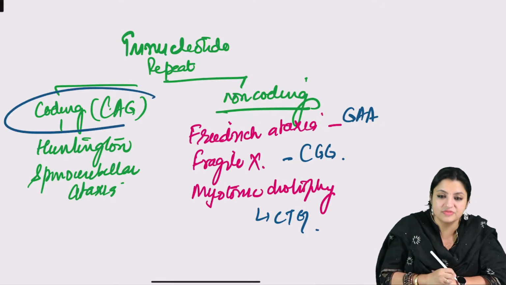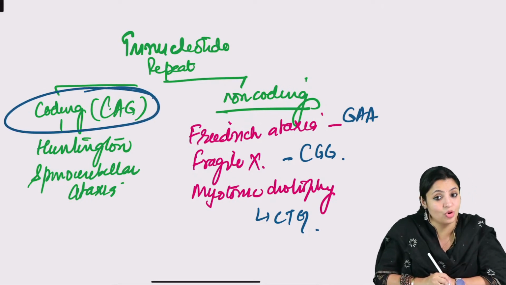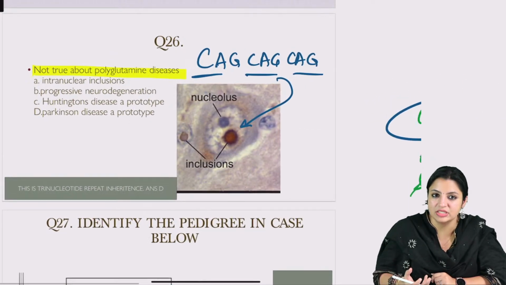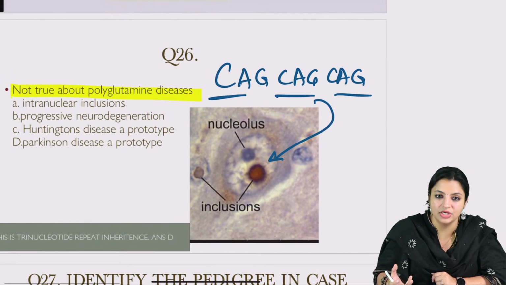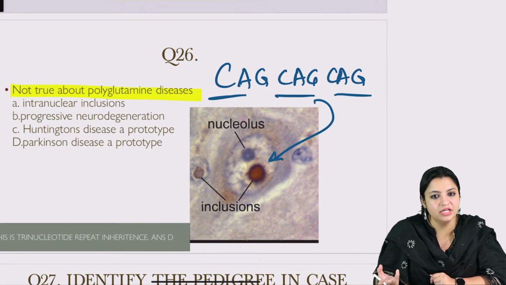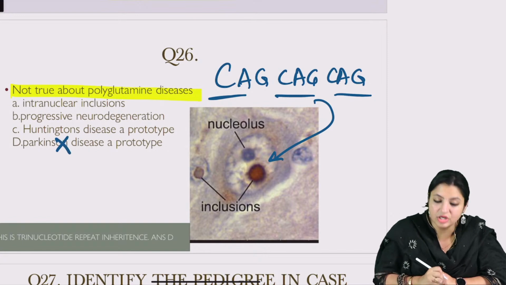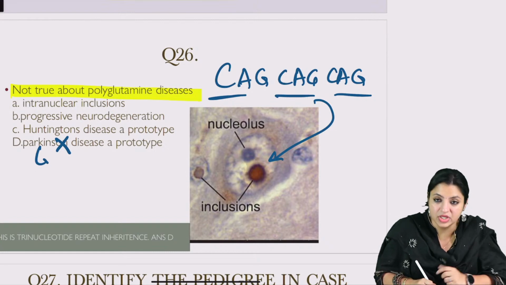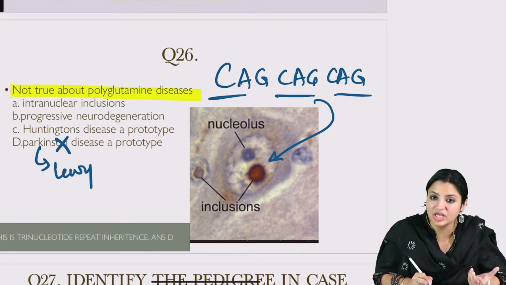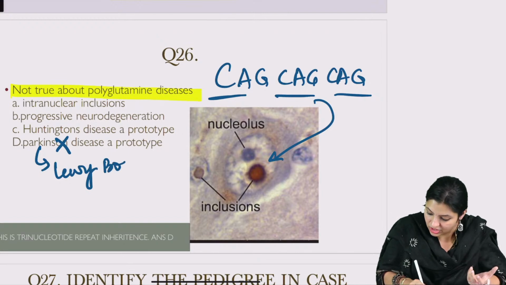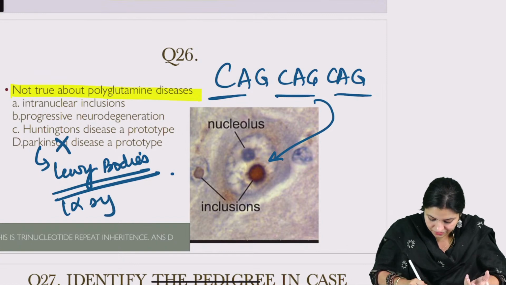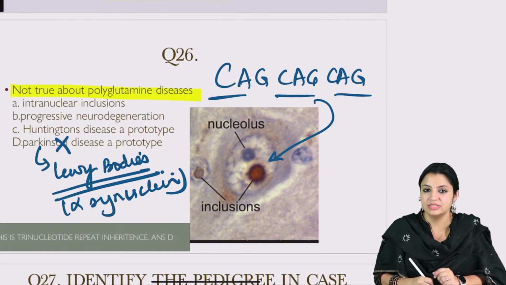Whenever excess CAG is formed because they occur in the coding part, these are also called polyglutamine diseases, and that was the question which was asked, which is not true about polyglutamine diseases. They typically show you intranuclear inclusion, they show you neurodegeneration. Huntington disease is a prototype. Parkinson is not a prototype of your trinucleotide disease. In Parkinson's, the typical thing that you see is cytoplasmic inclusion, which are called Lewy body, which are made up of alpha-synuclein. So they are not polyglutamine diseases, right, guys?